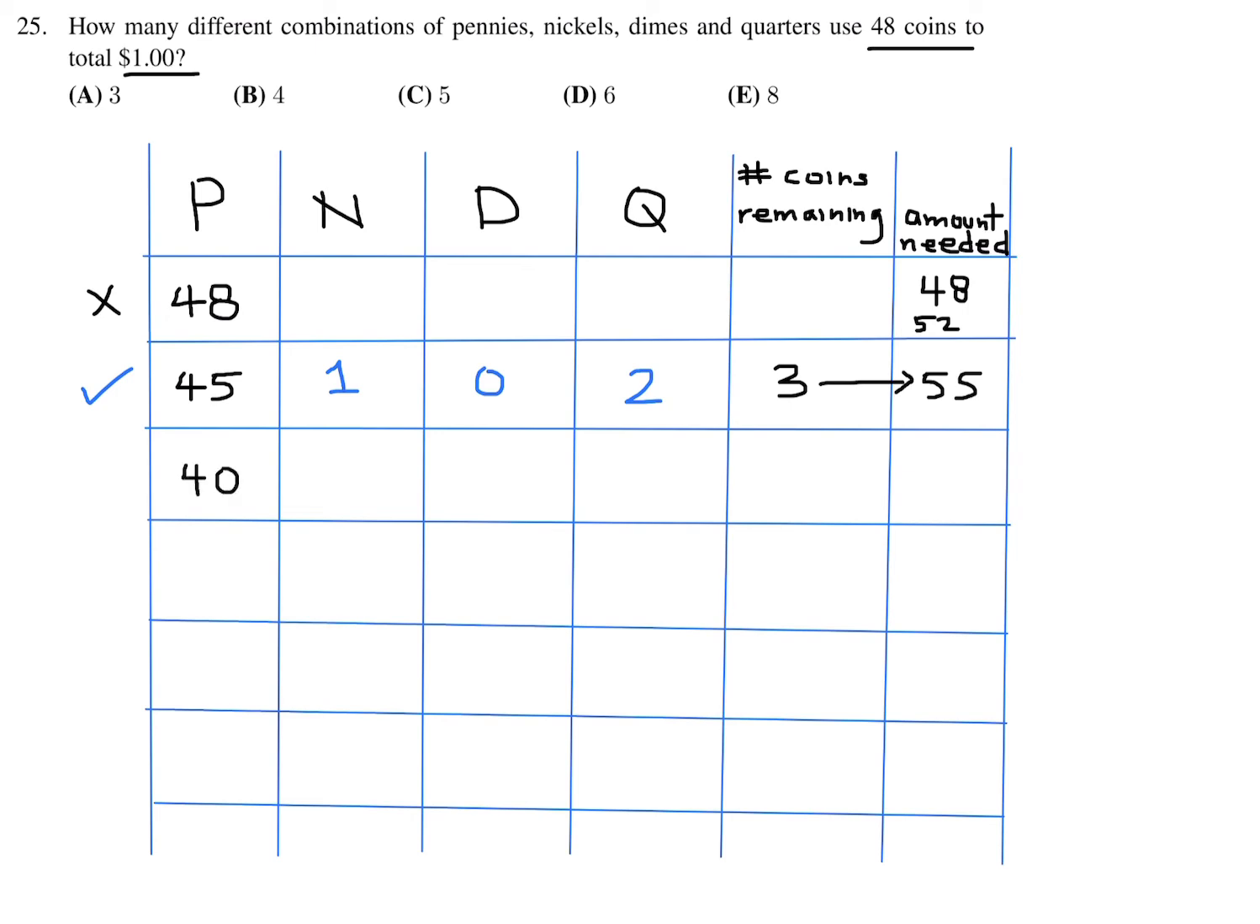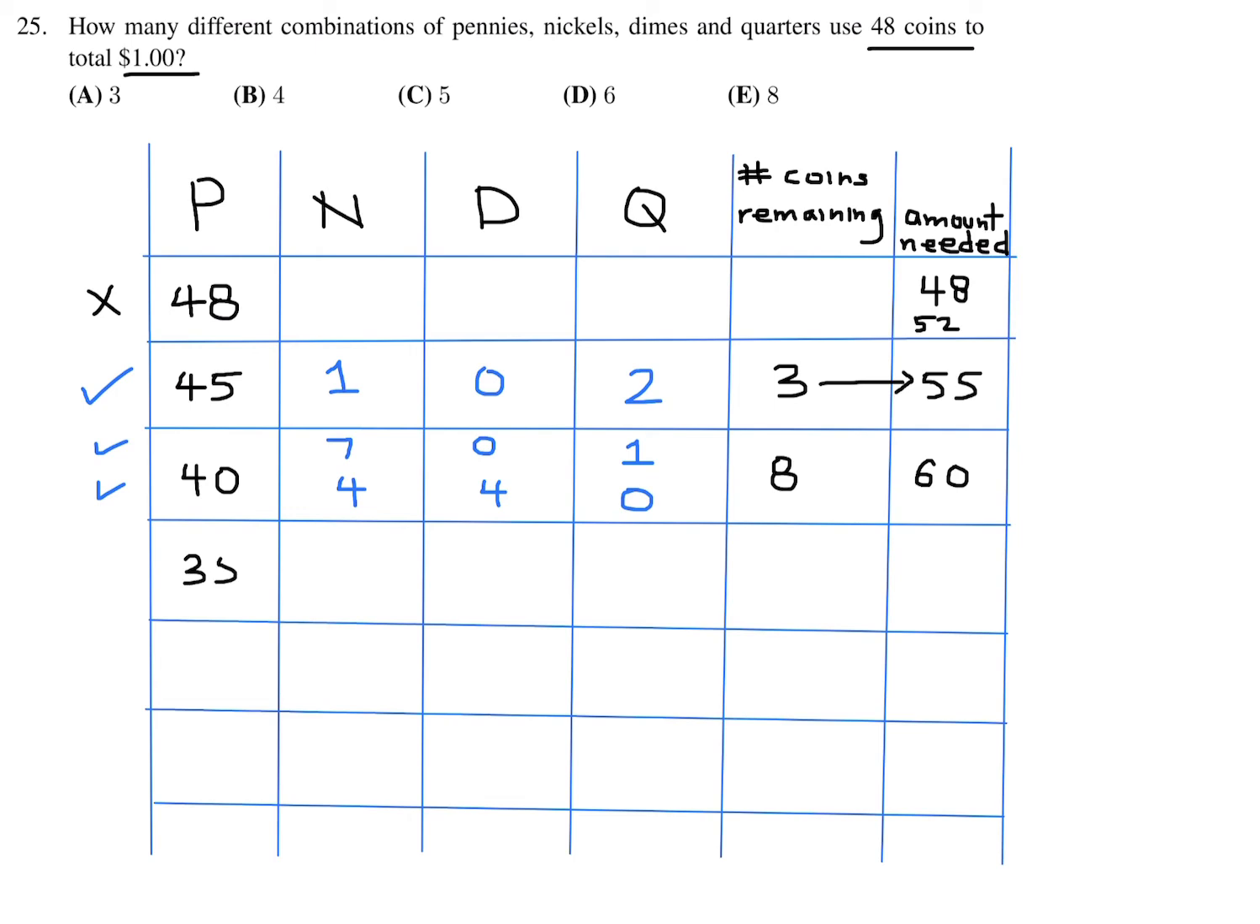All right, let's go down to 40 pennies. If I've got 40 pennies, that's 40 cents. Amount needed would be 60. I've got 60 cents more that I've got to create. Now, how many coins do I have remaining? 8. With 8 coins, can I get 60 cents? Okay, I'm pretty sure I can. How about if I have 1 quarter, that'll be 35, and I've got 7 nickels. That'll do it. And then 0 for dimes. Any other way? How about if I have 0 quarters, 4 dimes, and then 4 nickels? That will do it also. All right, I've got 2 there. Good. Making a little bit of progress.